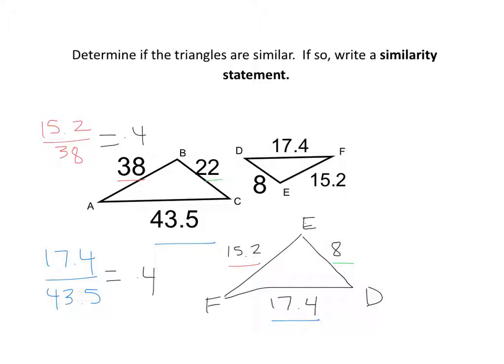So this would be 8 over 22, which simplifies to 0.36 repeating, so all these sides are actually not similar. So these triangles are not similar, so we would not write a similarity statement, which again would match which sides would match up with which sides on each triangle. So not similar. And again, that's because the sides don't simplify to be the same ratio.